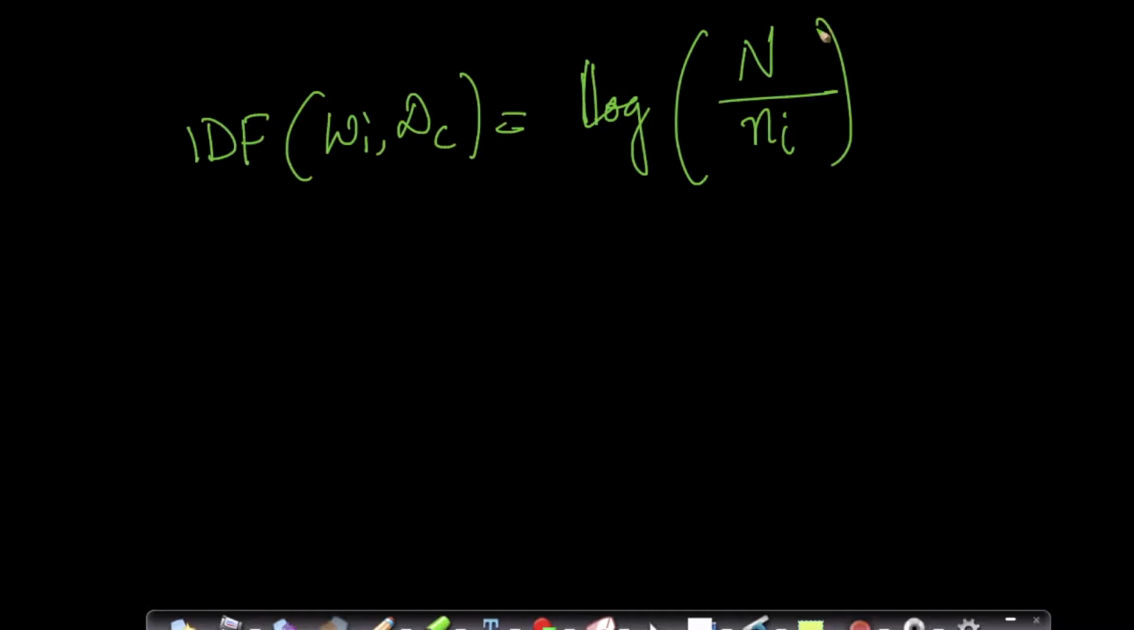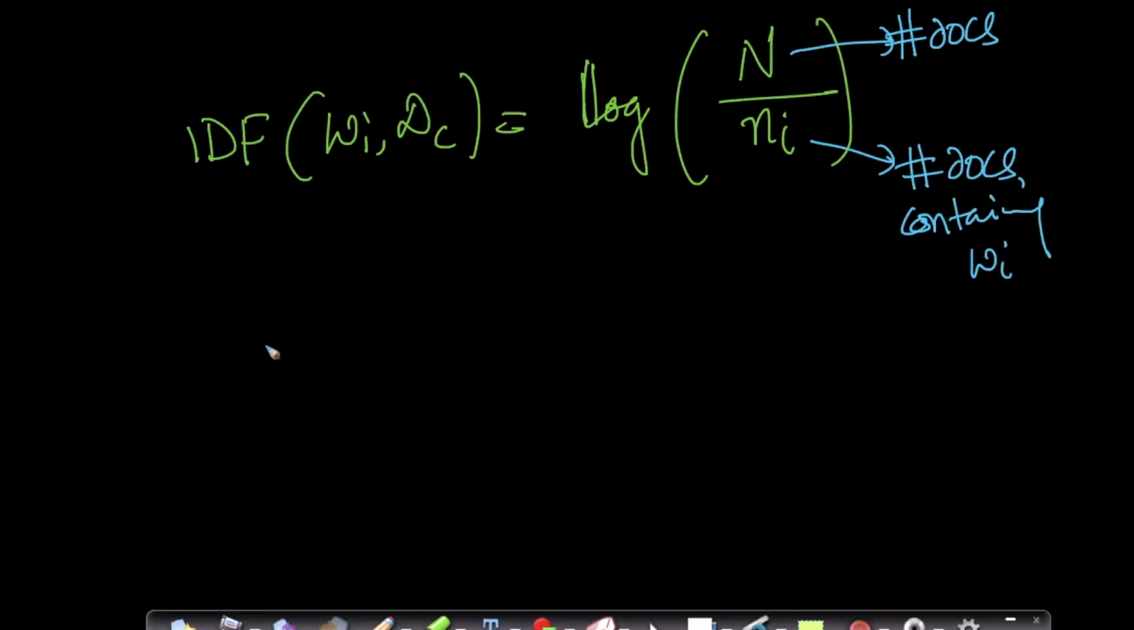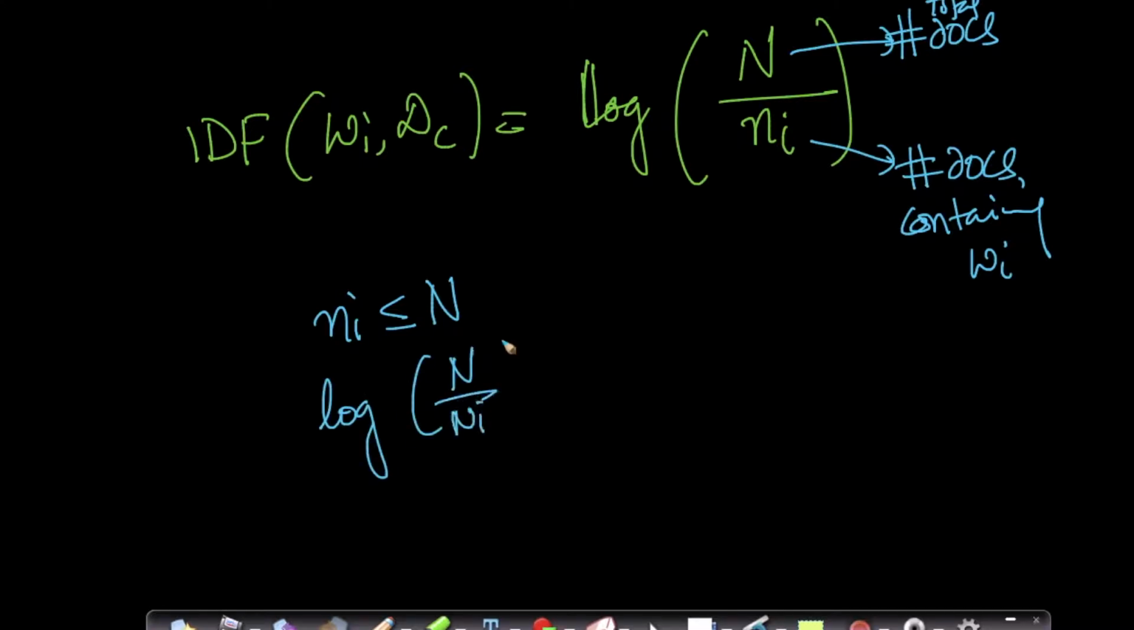We understand this, right? So let's be very clear. N is the number of documents and ni is the number of documents containing WI. Now, one thing you'll quickly notice is ni is always less than or equal to capital N, because a word cannot occur in more than the total number of documents, right? So what is log of N by ni? Because ni is less than or equal to N, N by ni is always greater than or equal to 1, right?